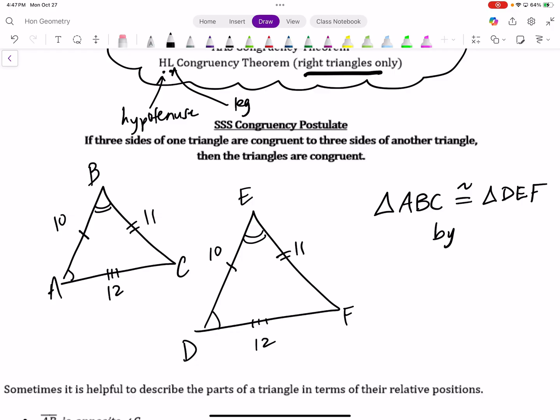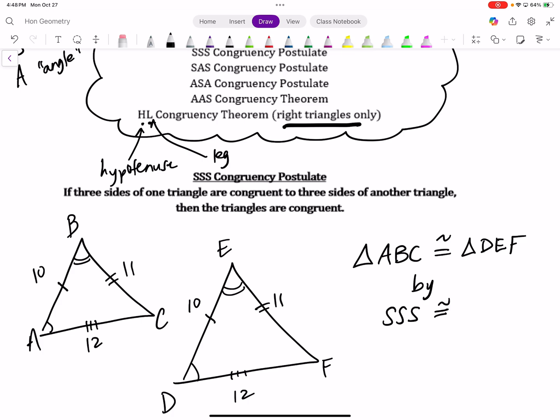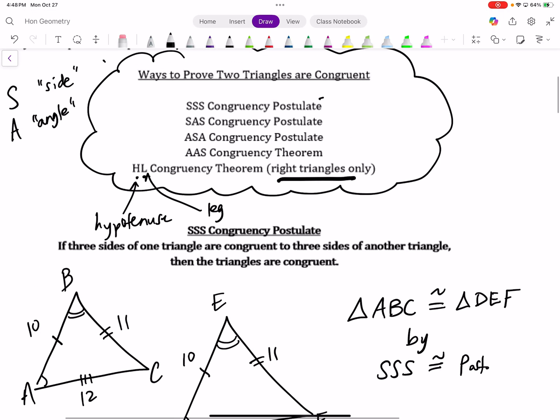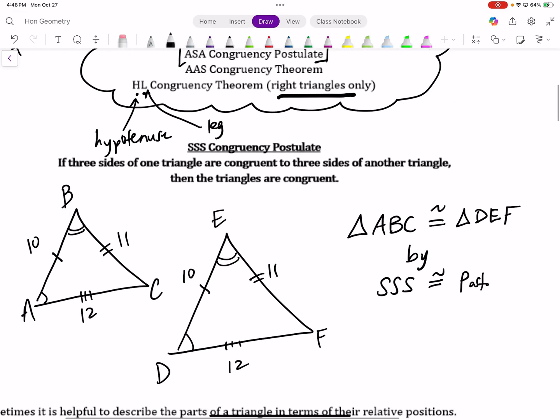But there's a reason: by the side congruency theorem. And this is actually a postulate. Congruency postulate. People don't write the word postulate. They just put side congruency. I mean, you can if you want to. So there are 3 of them that are postulates. We don't have to prove those because they just are common sense. The others are theorems, and one's a particular theorem.